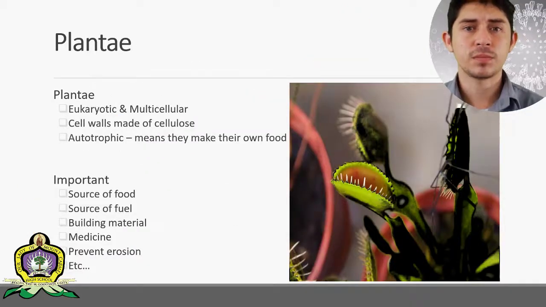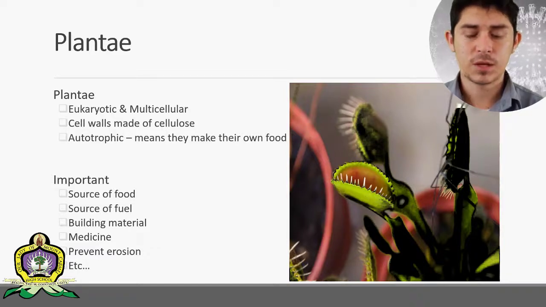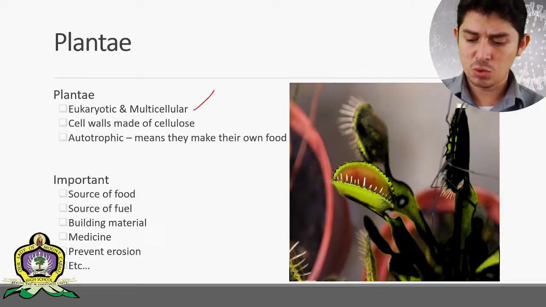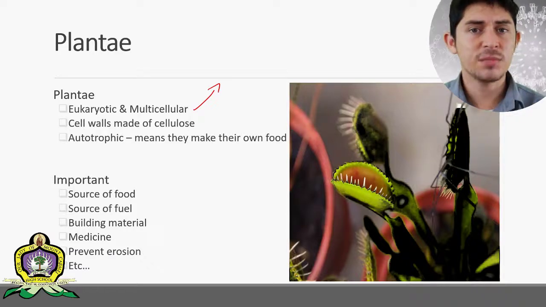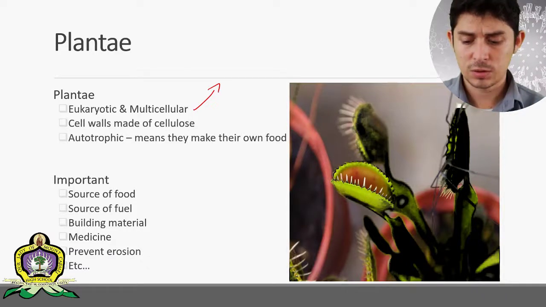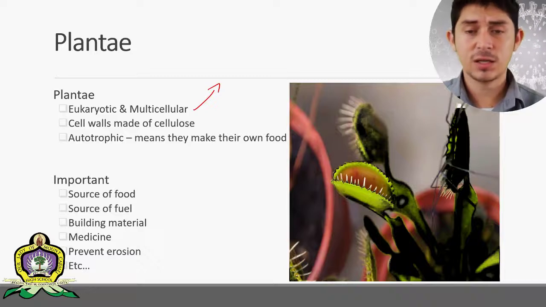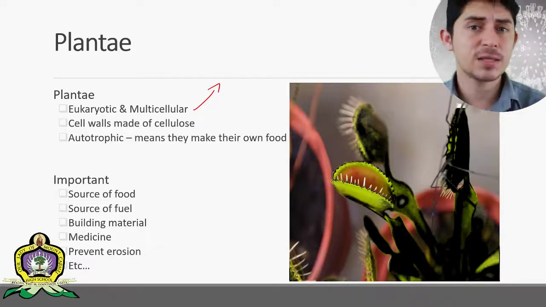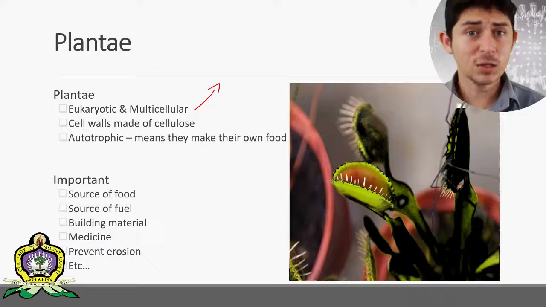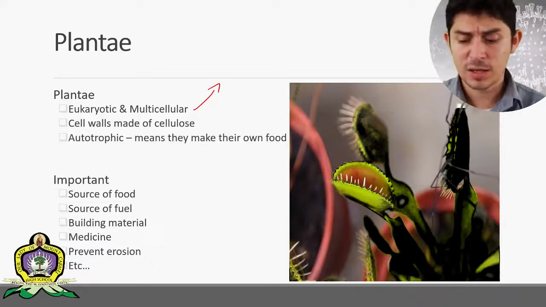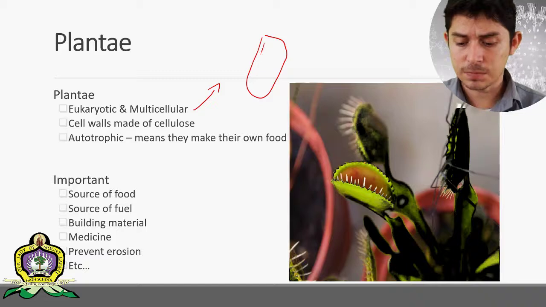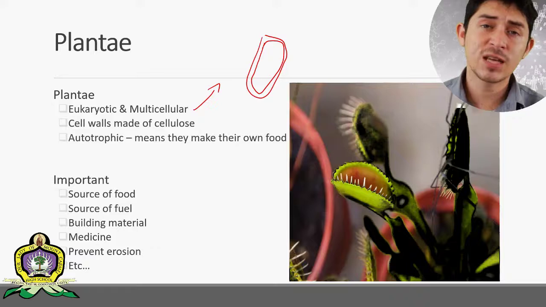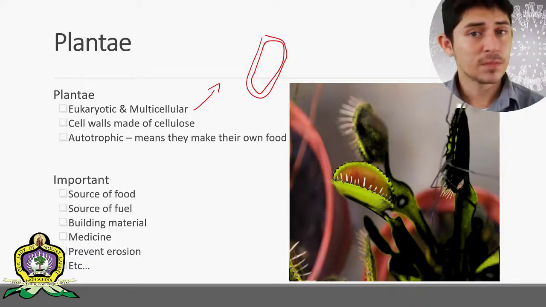Moving on, plant kingdom. Plants are known to be eukaryotic, that means their cells contain a nucleus. And they are multicellular, meaning that they are made out of many, many cells. They also have cell walls, just like fungi. But guess what? The cell walls are different because they're made out of cellulose. That is the difference between the fungi and the plant cell wall.